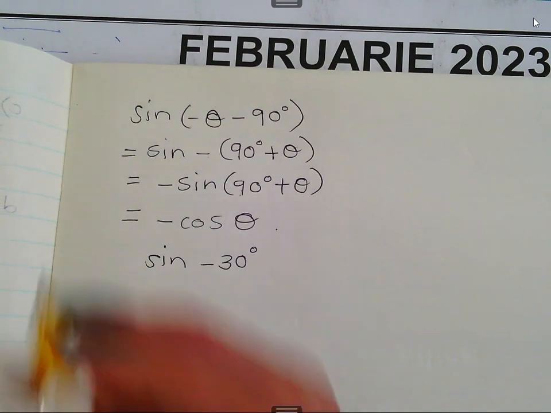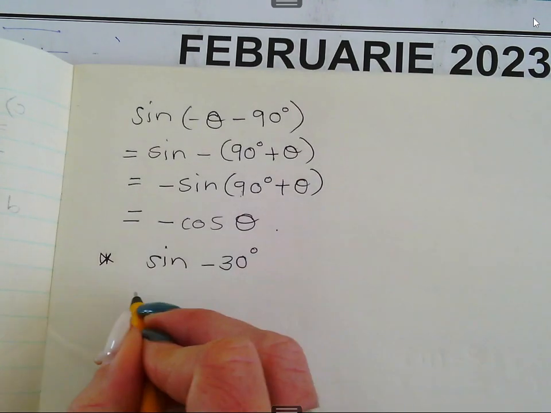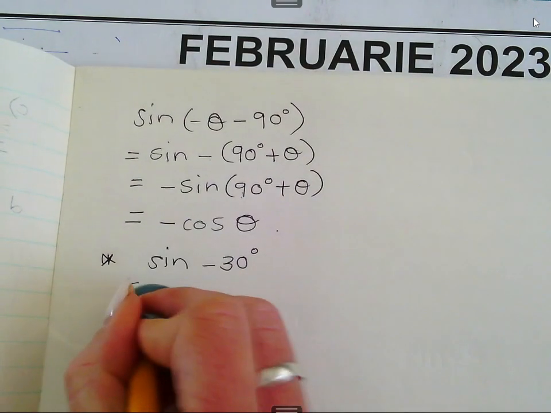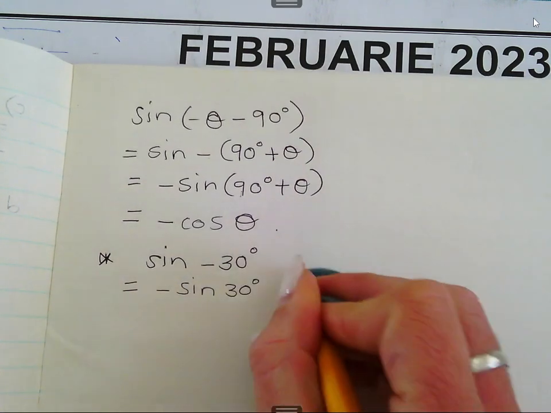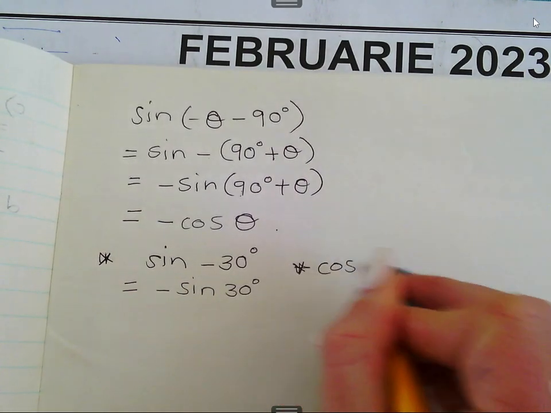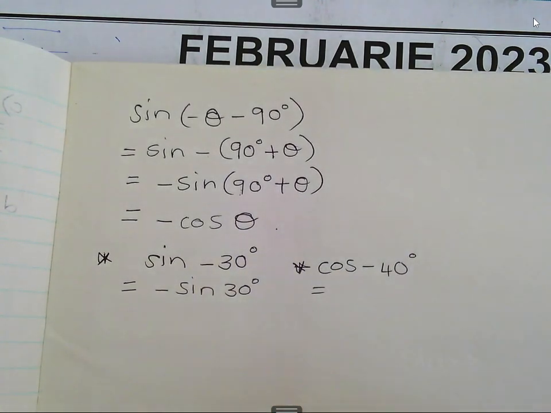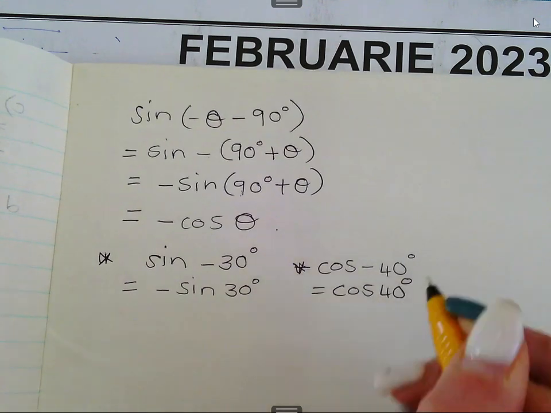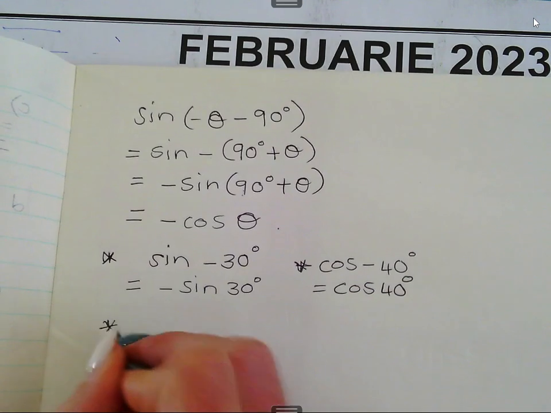Let's quickly do this one. What is the sin of negative 30? Negative sin 30. What is the cos of negative 40 degrees? Cos 40 degrees. How did we know that? Because you're learning.